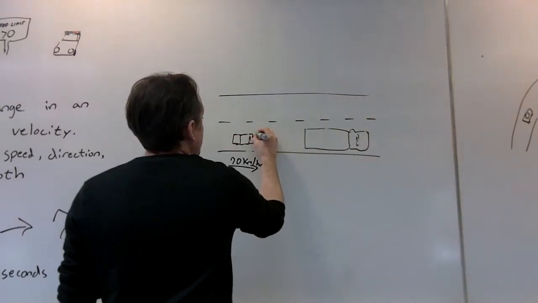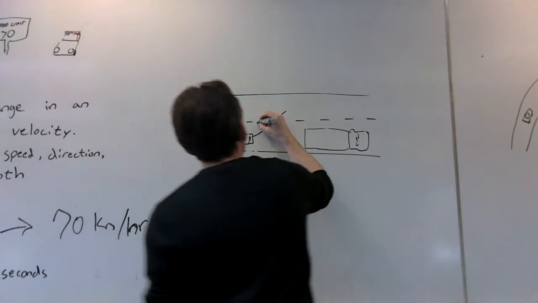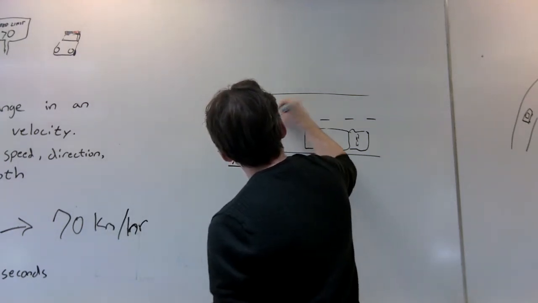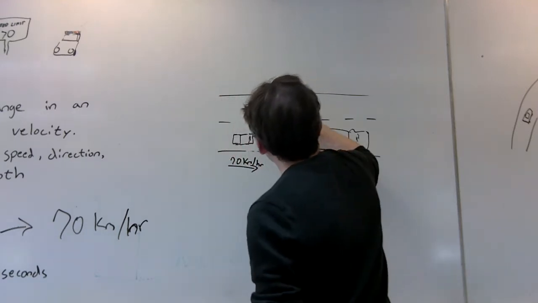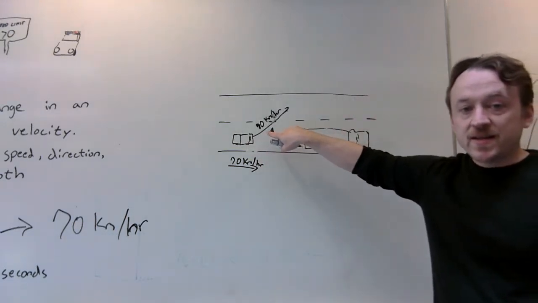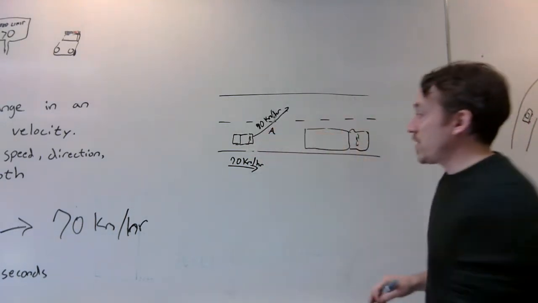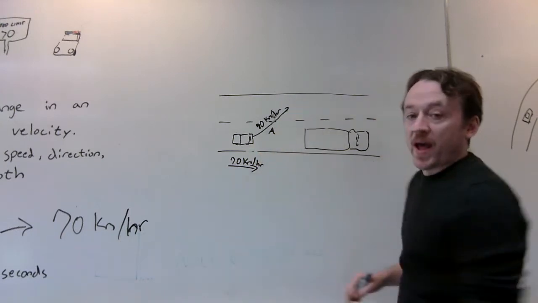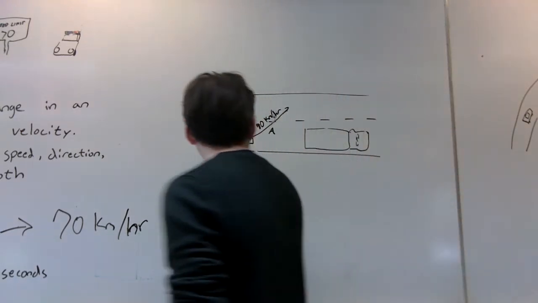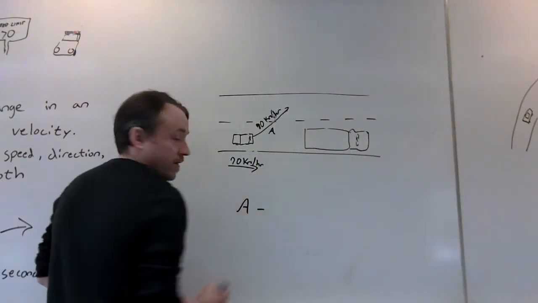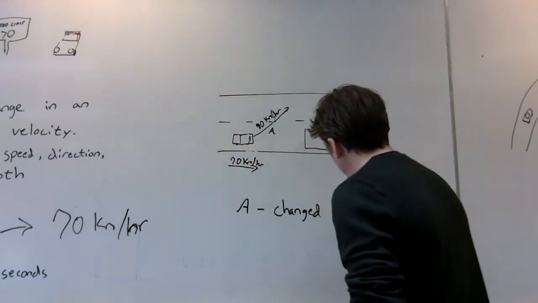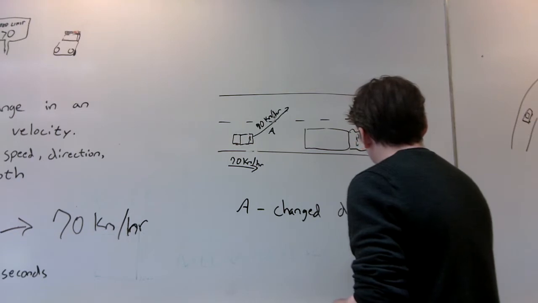Now the driver, without changing speed, we'll call this path A. During path A, the driver doesn't change speed. Kilometers per hour, sorry. He maintains that 70 kilometers per hour speed that he was already moving with, and he alters his path and goes in that direction. There was a change in direction. So path A here, we'll call it, change direction. Same speed.